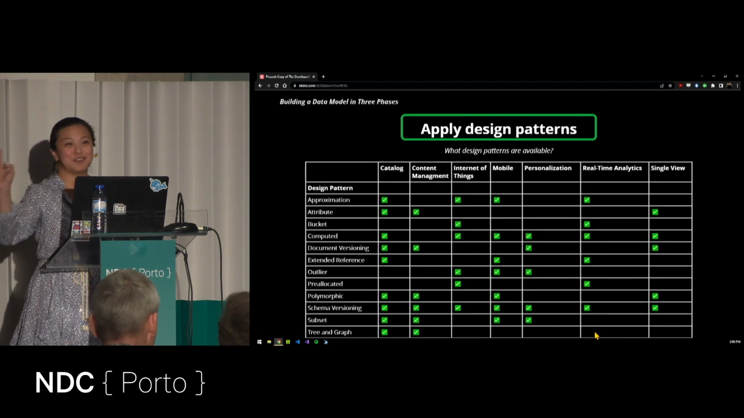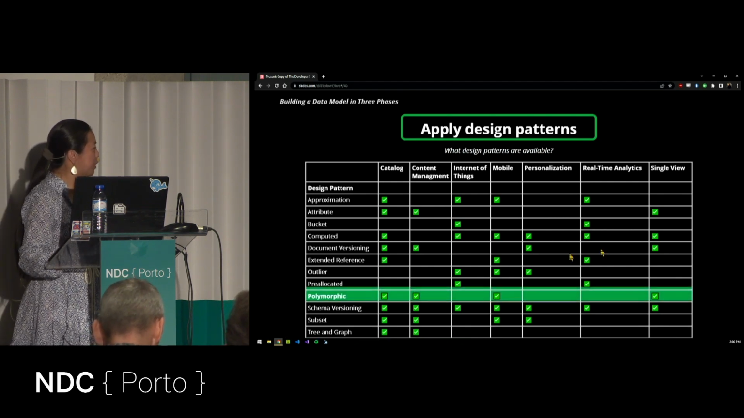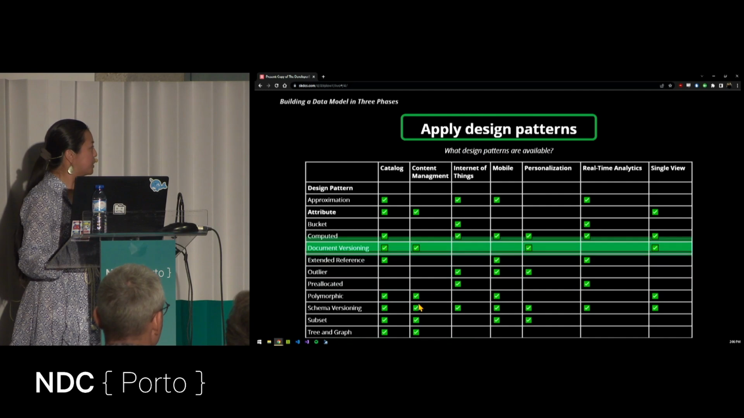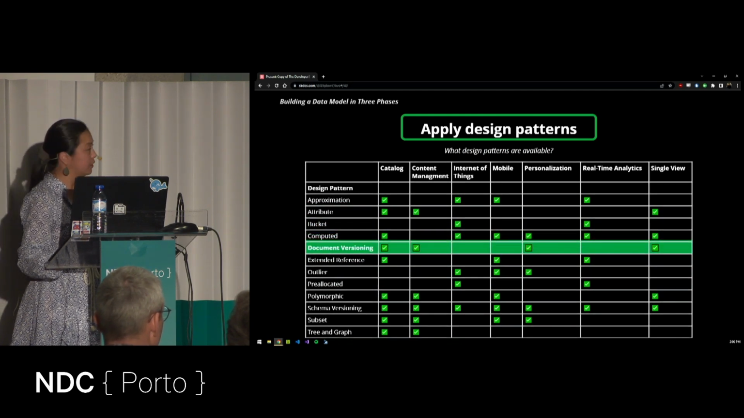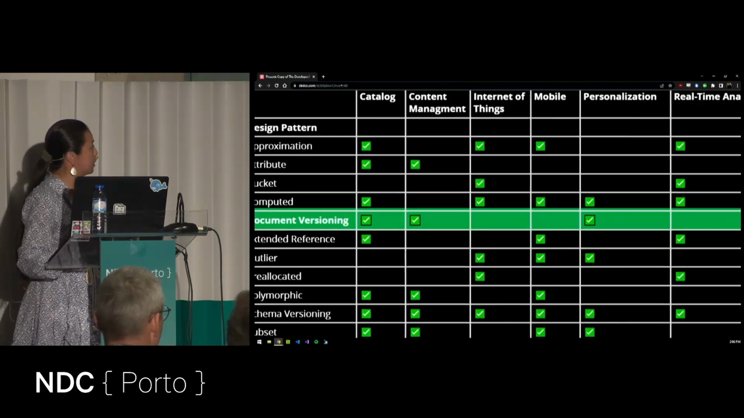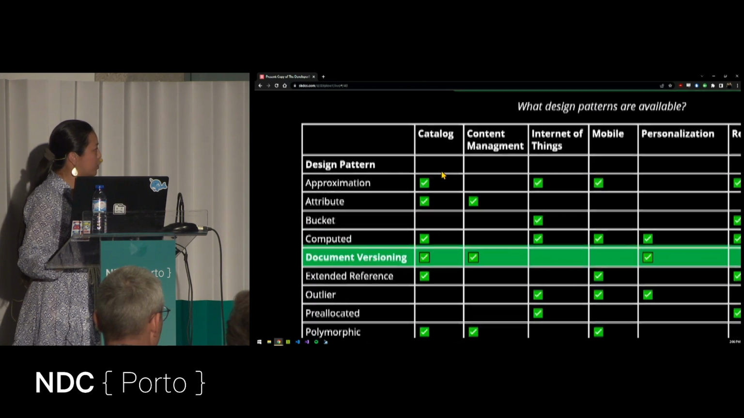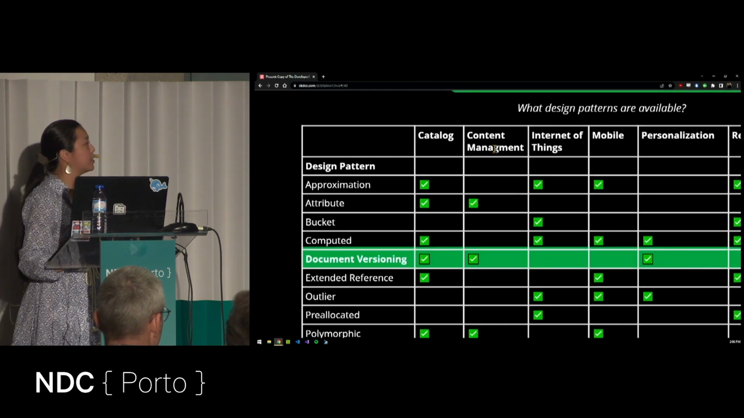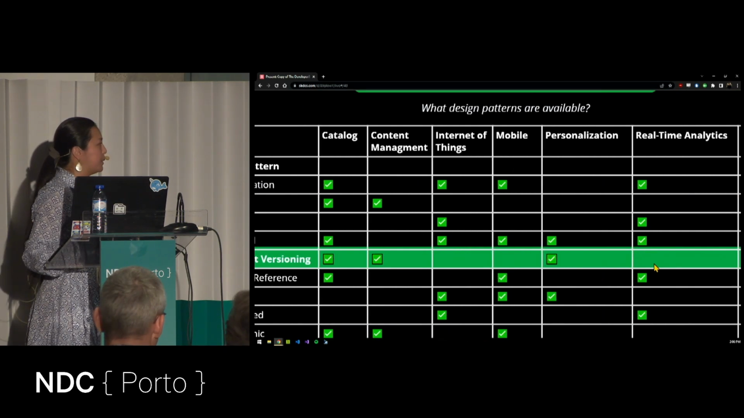And that's just 3 of the patterns that are available. So we spoke about polymorphic, and we spoke about attribute pattern, and we spoke about document versioning. Let me zoom in here so you can see. So document versioning, you'll see the use cases that they are usually used for are things like catalogs or content management, personalization, and single view applications.